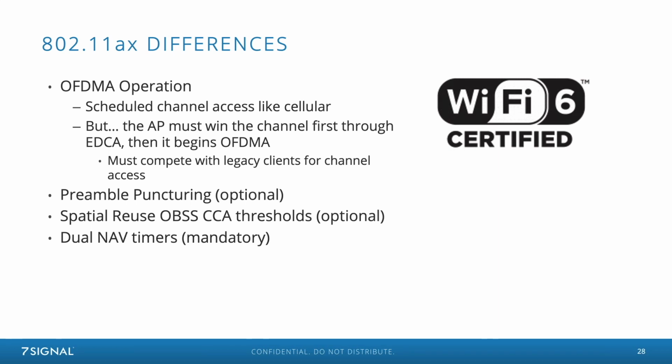And then dual NAV timers. The NAV is a MAC layer function, something I didn't talk about today. But we have a second NAV timer, this one again targeted at OBSS frames as well. And actually, I wrote a blog post a few months ago on 7signal.com called Sorting Out BSS Coloring, Spatial Reuse, and Dual NAV, if you want to go deeper on those.